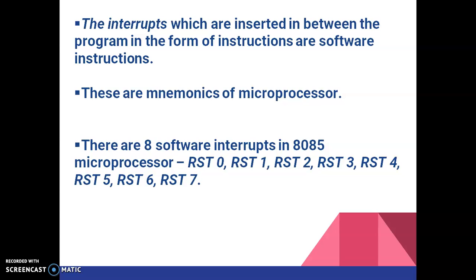Then the interrupts which can be inserted within the program with the help of instructions are called software interrupts. These are given with the help of mnemonics by writing them into the program. There are 8 software interrupts in microprocessor 8085. They are RST 0, RST 1, RST 2, RST 3, and so on up to RST 7. These are the software interrupts which can be given by writing an instruction within the program itself.